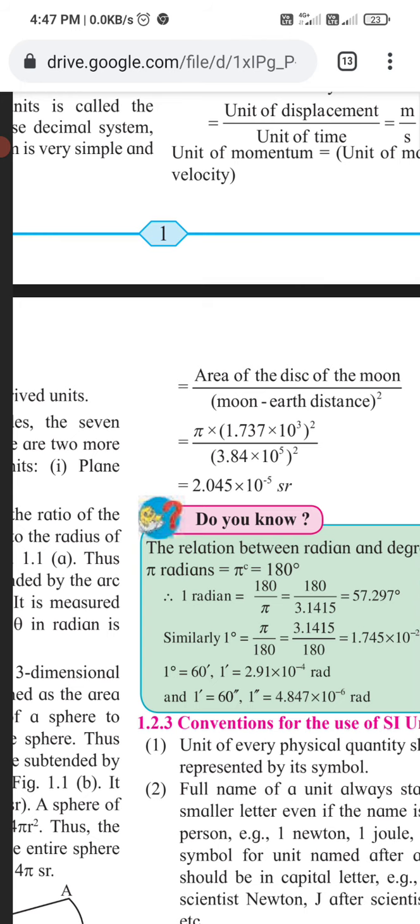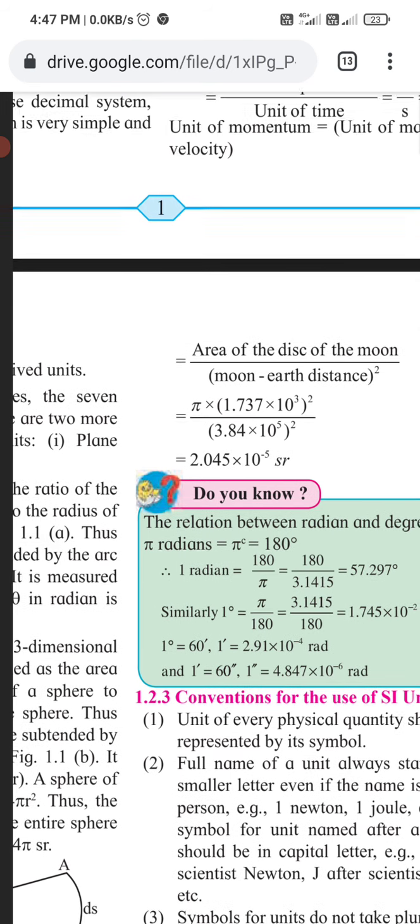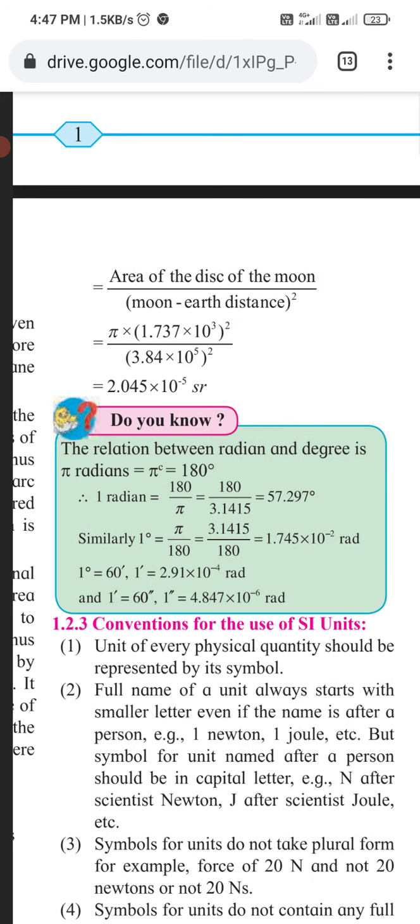So 1 degree is equal to 60 minutes, 1 minute is equal to 2.91 × 10^-4 radian, and 1 minute is equal to 60 seconds, and 1 second is equal to 4.847 × 10^-6 radian. Then, conventions for the use of SI units.